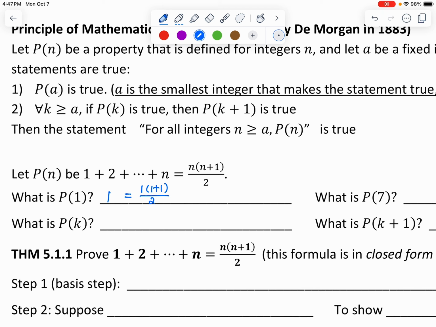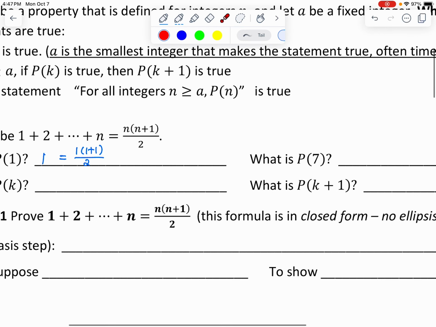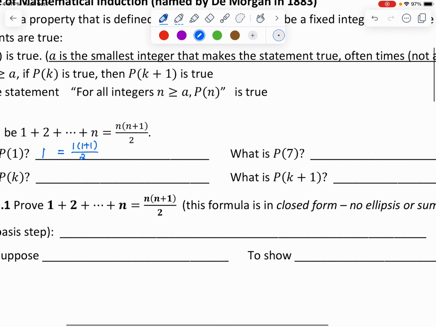So that's basically P of 1. Okay, this is P of 1. Is this true? Definitely. If you look at the right hand side, do a little simple arithmetic, it is equal to 1. So P of 1 is actually true. Now, what is P of 7? So we just practice. Of course, we don't actually need this one.